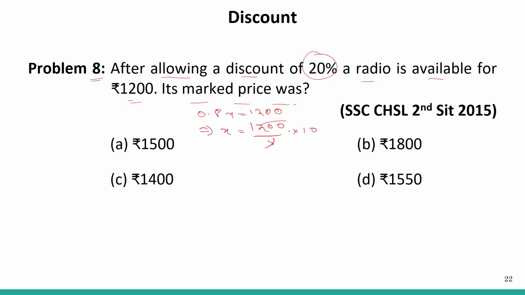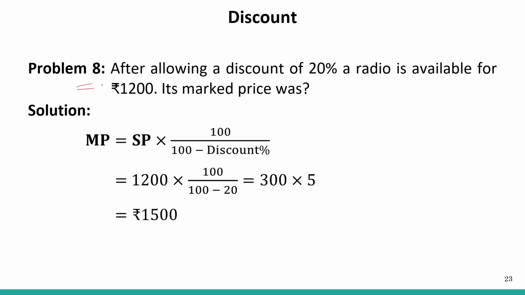So it will be, by dividing it by 4, what we are left with is 300 by 2, that is 3000 by 2. That is equal to 1500. So 1500 will be the correct answer here. So this question has appeared in SSC-CHSL second sitting of 2015 paper. So among these 4 options, only option A is correct.